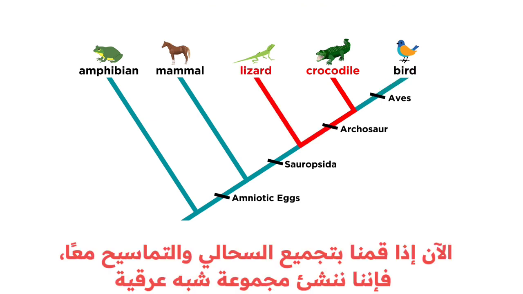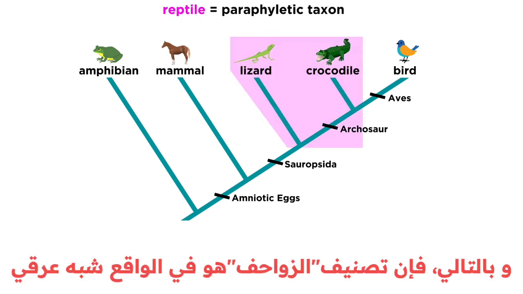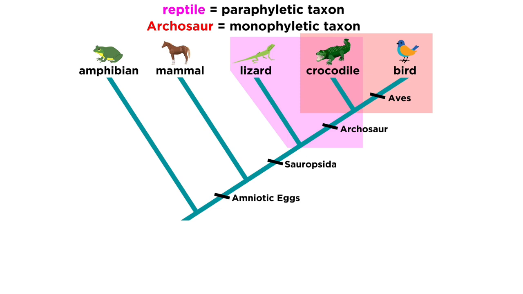Now, if we group together the lizards and the crocodiles, we create a paraphyletic grouping. This is because we are not including all their descendants, as birds are clearly omitted, and this is the key difference between monophyly and paraphyly. So the classification of reptile is actually paraphyletic, but the classification archosaur is monophyletic, because the latter encapsulates all descendants.